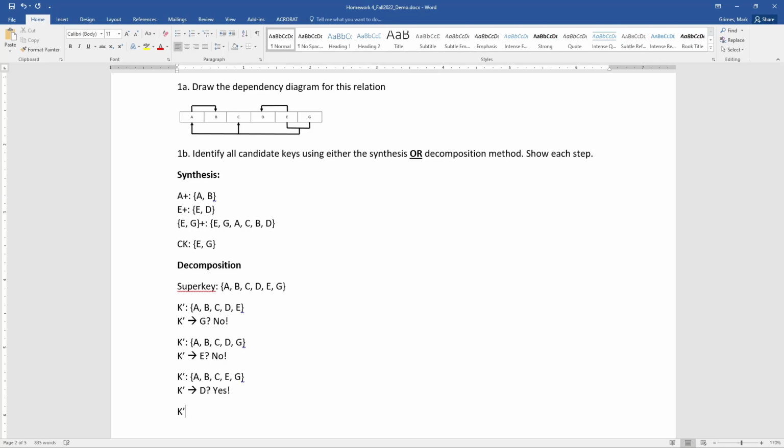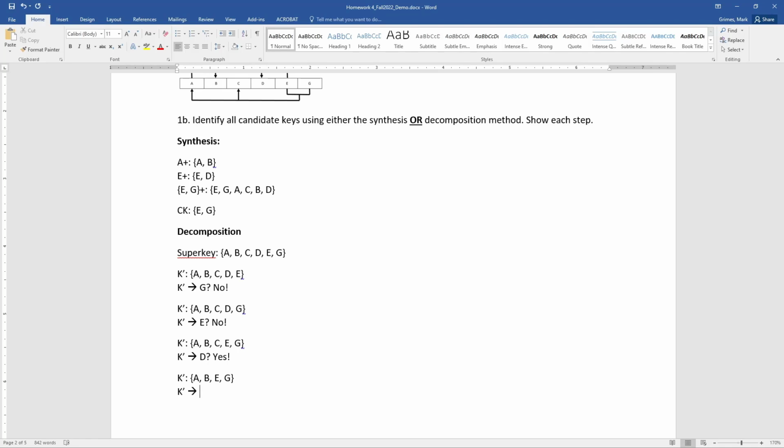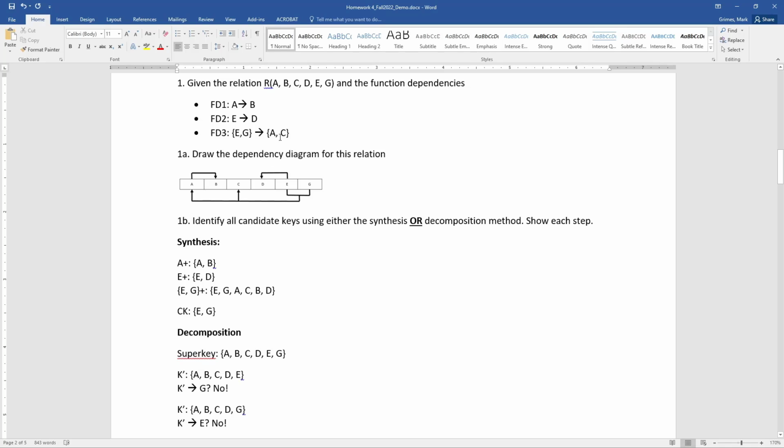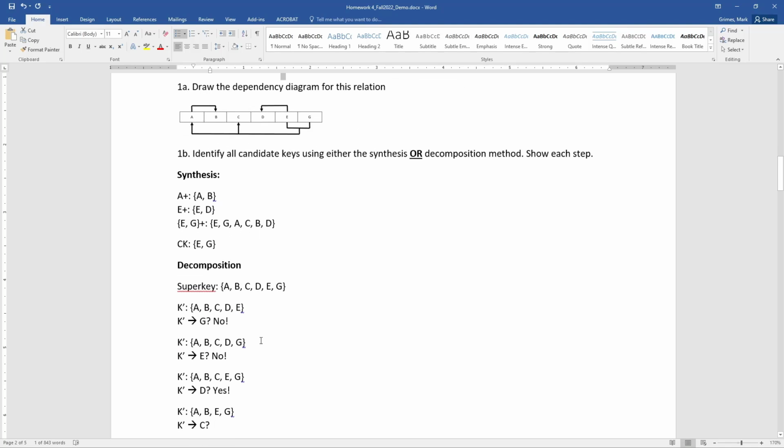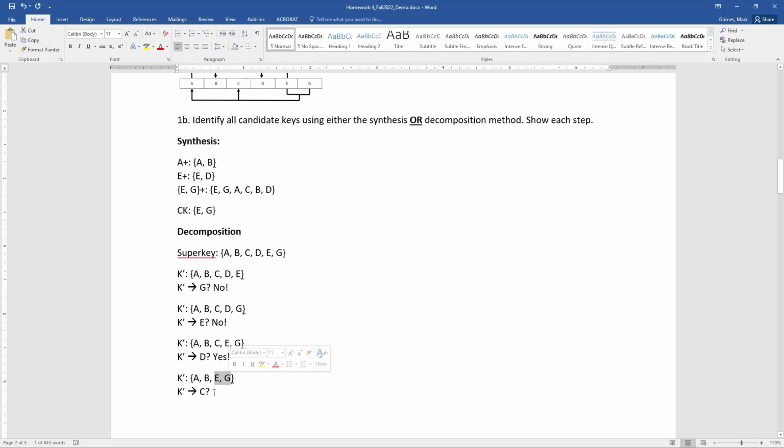So let's try again. We're going to set K prime to be A, B, E, G. And we're going to ask, does A, B, E, G functionally determine C, this attribute we just removed? So it looks like if we know EG, we can functionally determine C. So since we know EG, then we can functionally determine C, so we do not need C in order for this to be a superkey. So we can remove C.